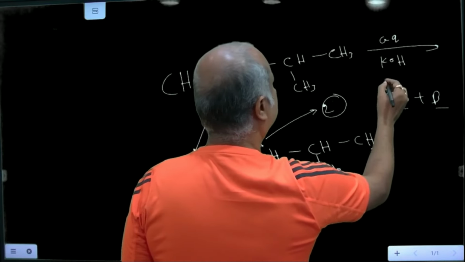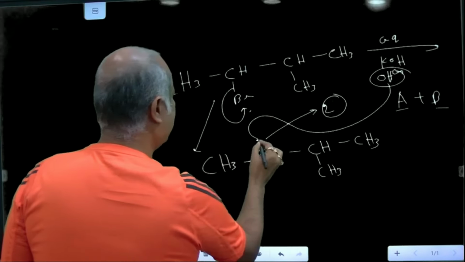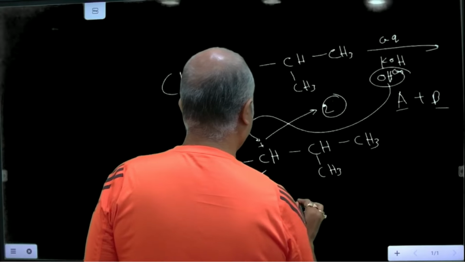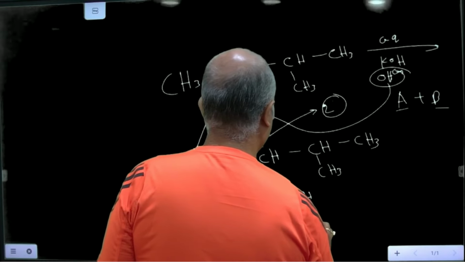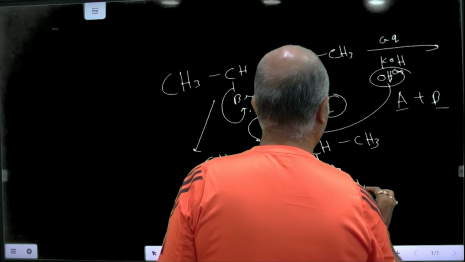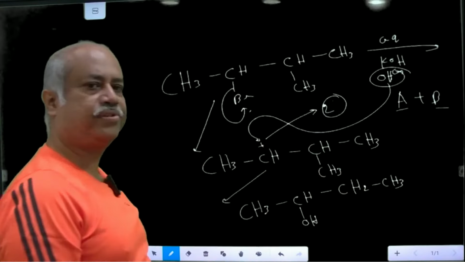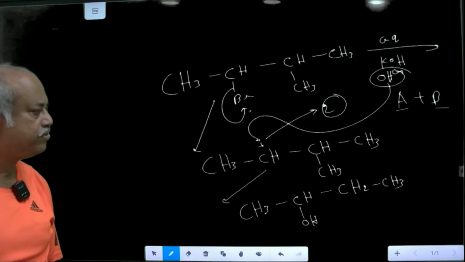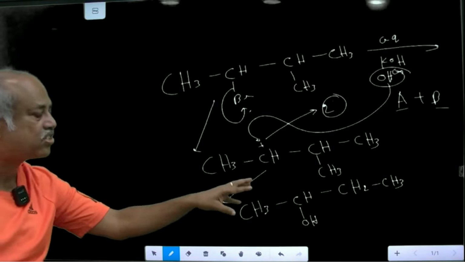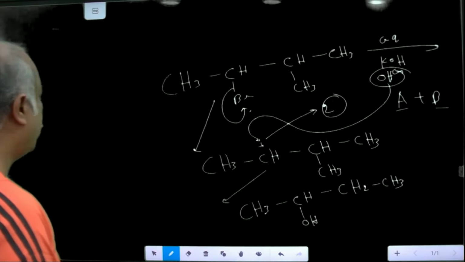So OH minus attacks at that part, and it will give CH3, CHOH, CH, CH3 and CH3. Agree? Yes or no? And that is the minor product, due to the less stable 2-degree carbocation.